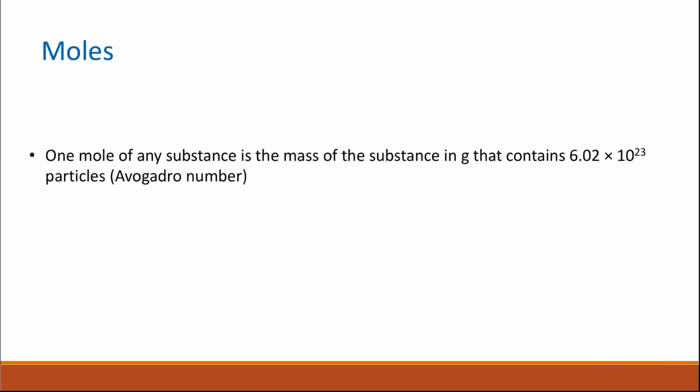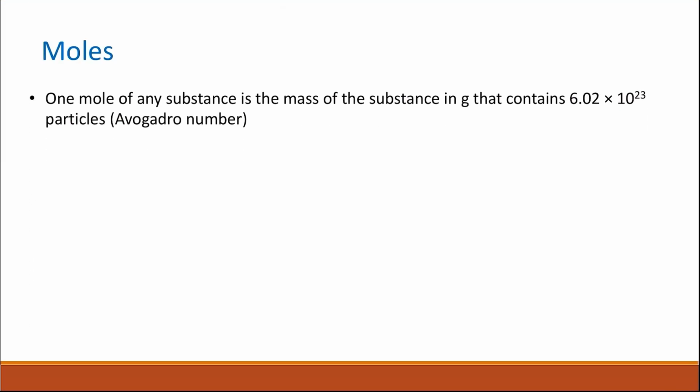Moles. 1 mole of any substance is the mass of the substance in gram that contains a certain number of particles, which is the Avogadro number. The Avogadro number is 6.02 times 10 to 23. So any substance that contains that number of particles, the mass of that substance equals 1 mole.